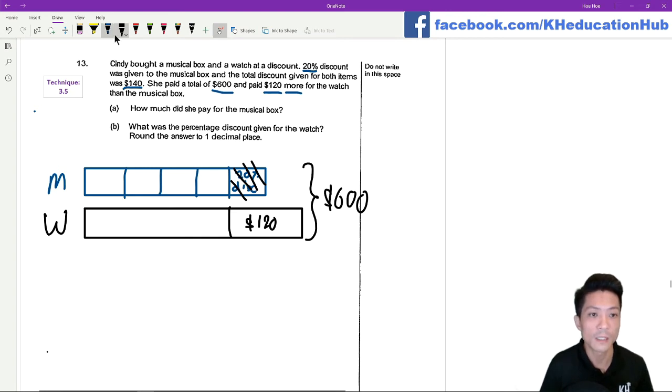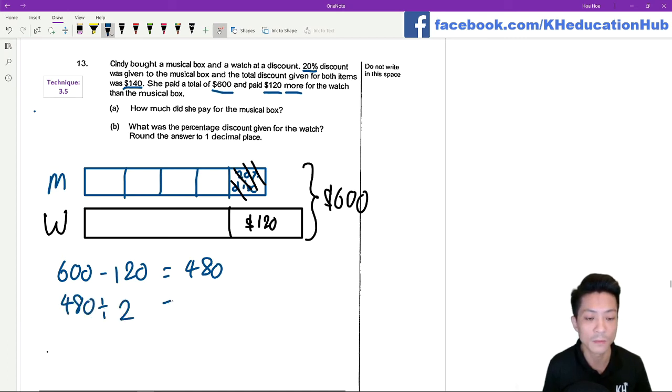So to find the answer for part A, we need to use $600 minus $120, which is going to give me 480, and 480 divided by 2, which is $240. Okay, so that is what she paid for the musical box.